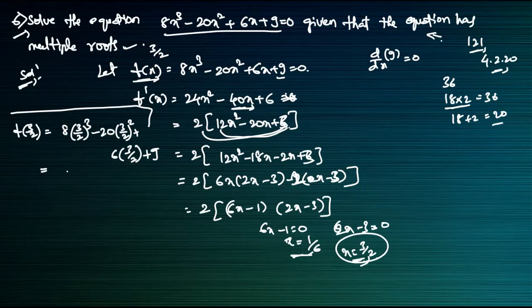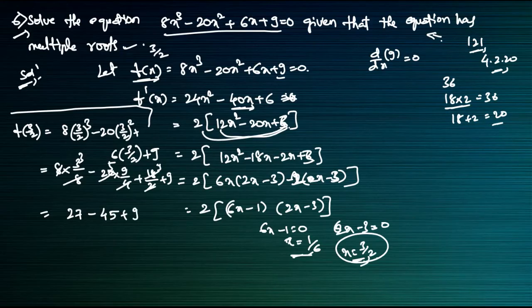It will become 8 into 3 cubed divided by 8, minus 20 into 3 squared, 9 by 4, plus 6 into 3 by 2, plus 9. So 8 will get cancelled: 27, minus 5 nines are 45, plus 9 will come here. 2 nines are 18 plus 9, so it will become 27 minus 45 plus 9. How much will come here?